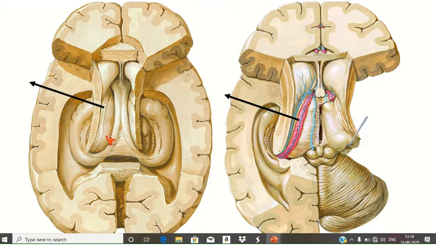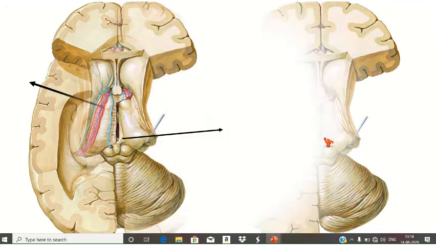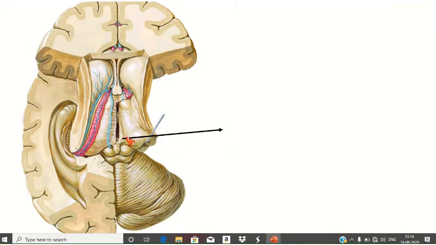At the dorsomedial part, we can identify the stria medullaris, which is present approximately here. Here it is, the stria medullaris. In this picture, I can show you the stria medullaris over here. Traced behind, it forms the anterior boundary of the habenular trigone. This triangular area is called the habenular trigone.